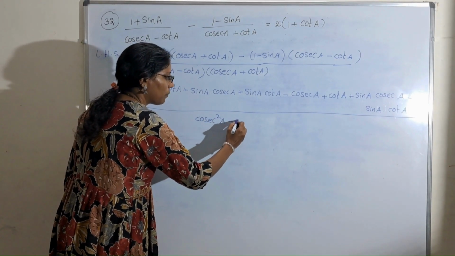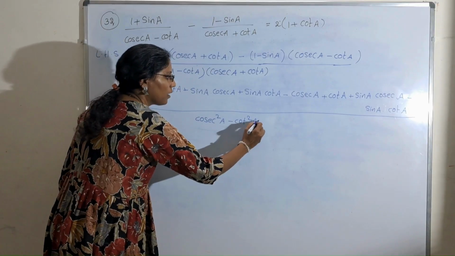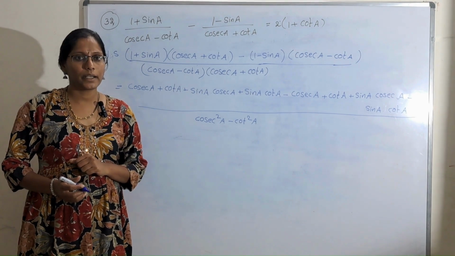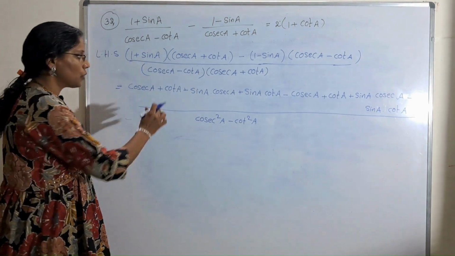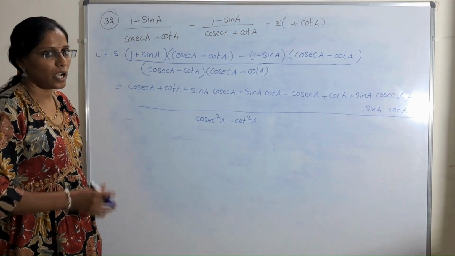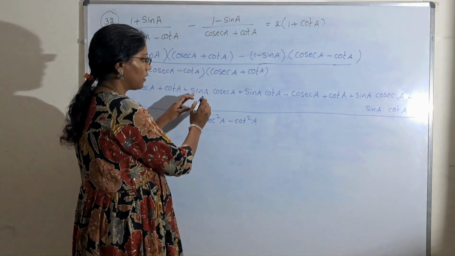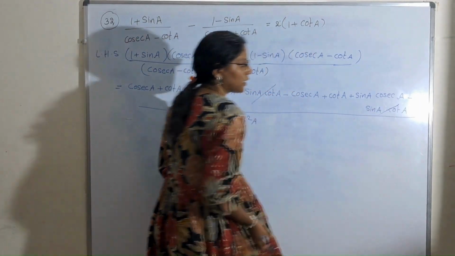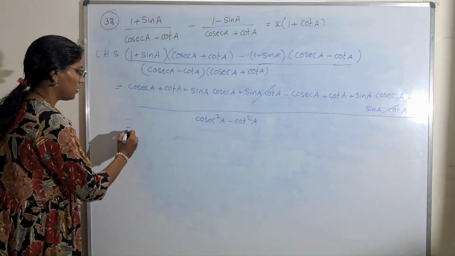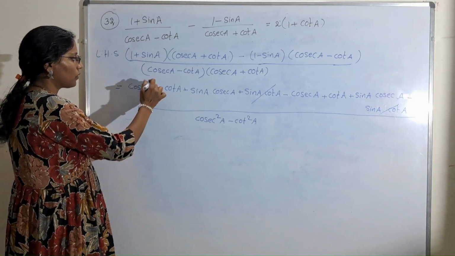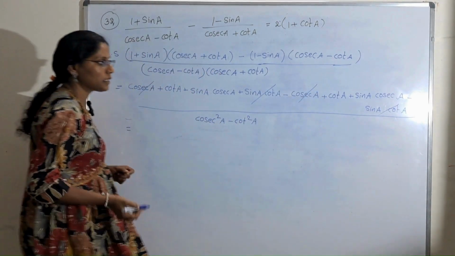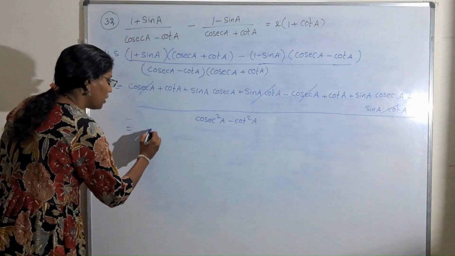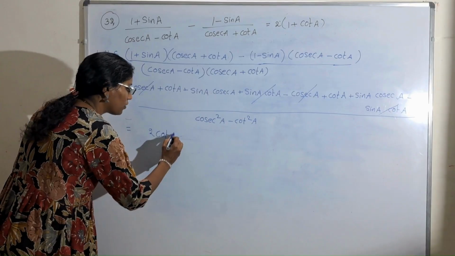Cosecant square A minus cot square A. We have third identity. That value is 1. So numerator, any cancellations are there means we have to cancel. Here sin A cot A plus sin A cot A minus sin A cot A. Next, here cosecant A plus cosecant A minus cosecant A. Cot A plus cot A, two times we have 2 cot A.